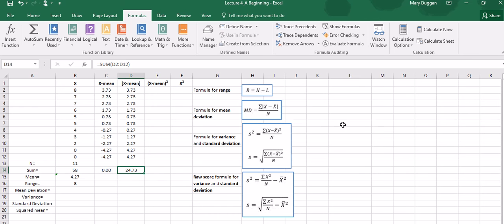And this number now represents the numerator in the mean deviation formula. This is the top part right there. The denominator is going to be the number of responses, which I know is 11. So if I'm looking for the mean deviation, I'm going to do an equal sign. I'm going to click on this for the numerator and select 11 for the denominator. And we end up with a score of 2.25 for the mean deviation score. This tells us that each score is an average of 2.25 units away from the mean.